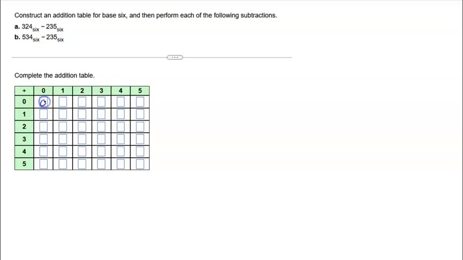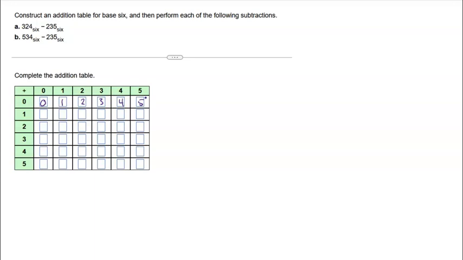I don't know if I can write this small. There we go. 0 plus 1 gives me 1. 0 plus 2 gives me 2. 0 plus 3 gives me 3. I know this is old. 0 plus 4 is 4. And 0 plus 5 is 5. No issues there, because all of those values are below 6. Remember, we don't have a 6, so we have to move to the next column.